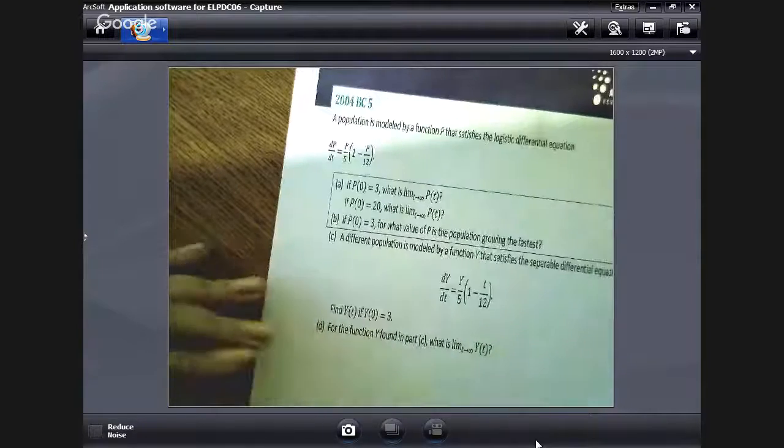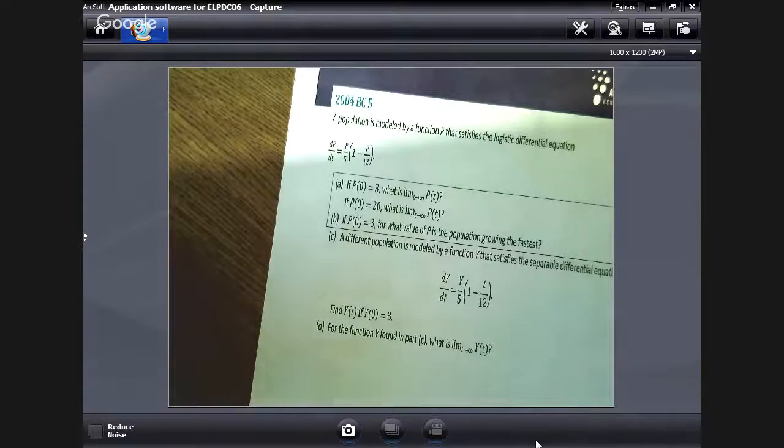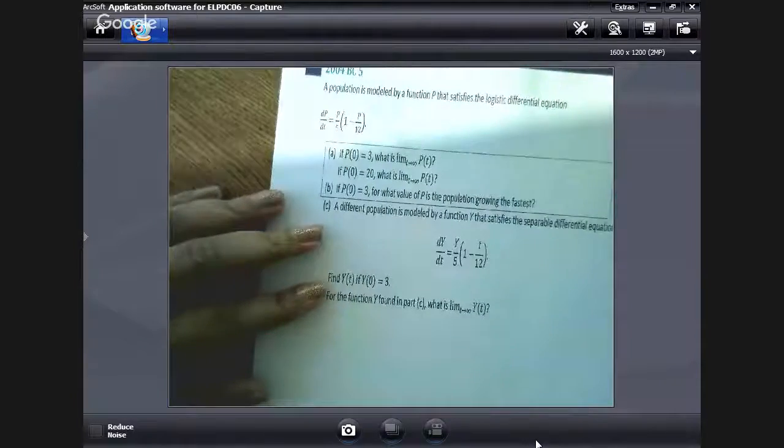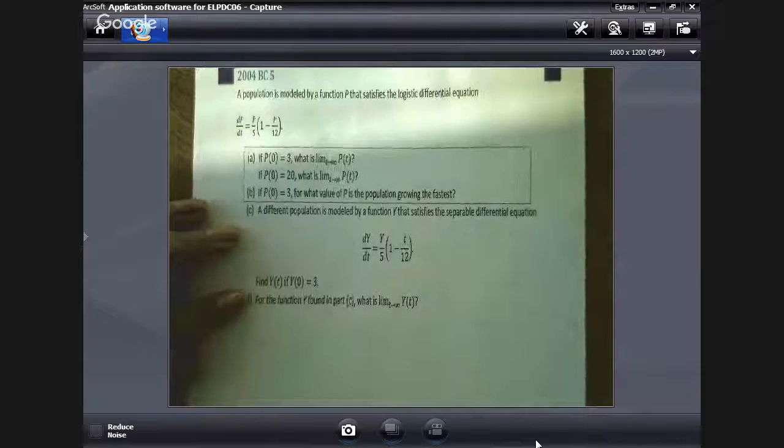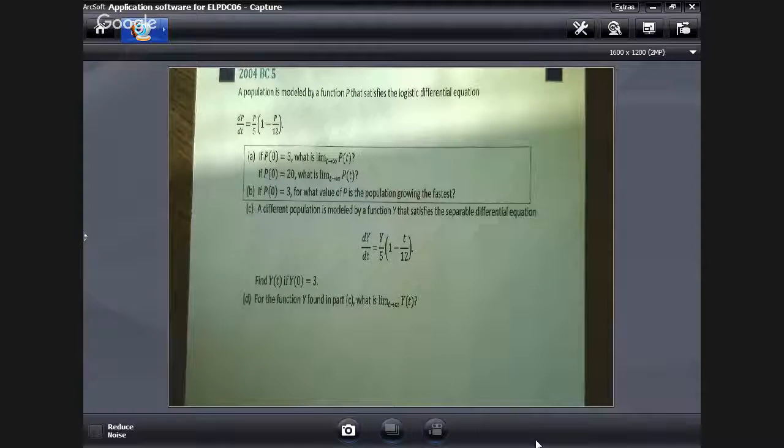So 2004 BC5, this is from the 2004 AP Calculus BC exam. It was number 5. Notice that all of the problems I'm doing also were in no calculator portions. Right? This is generally going to be the case. There are some calculators that can solve differential equations easily, and that's giving an unfair advantage. So most questions like this will probably be on the no calculator part, as all of the examples I've shown you so far have been.